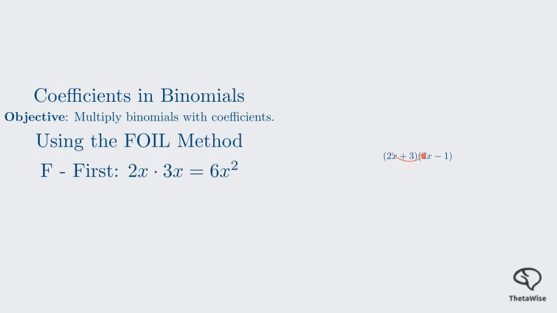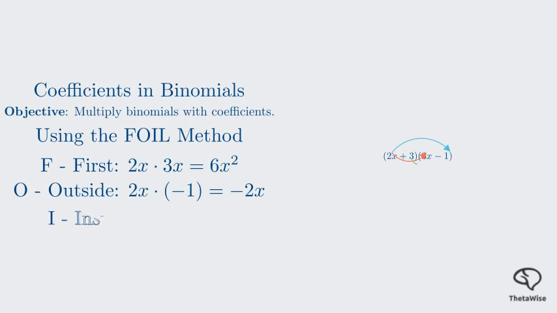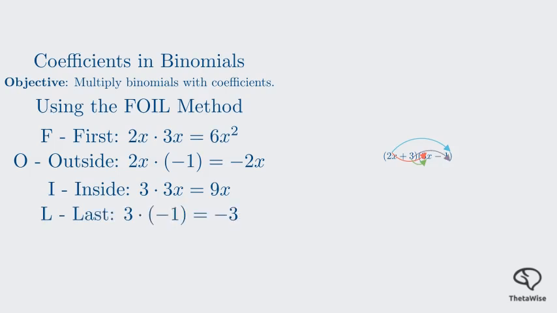First, multiply 2x by 3x. Multiply the numbers to get 6, and the x's to get x squared. So, 6x squared. Outside, 2x times negative 1. This gives us negative 2x. Inside, 3 times 3x. This gives us positive 9x. Last, positive 3 times negative 1. That results in negative 3.